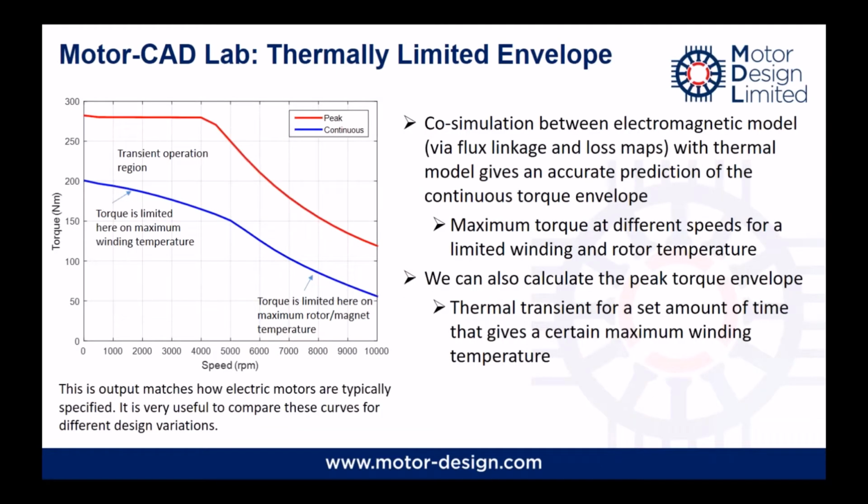Another type of calculation that you can do in Lab is the thermal envelope, or thermally continuously limited envelope. This allows you to input, say, a maximum winding temperature and a maximum magnet temperature and solve the torque speed curve of the machine across the speed range to understand what the continuous operating limit of your machine is.